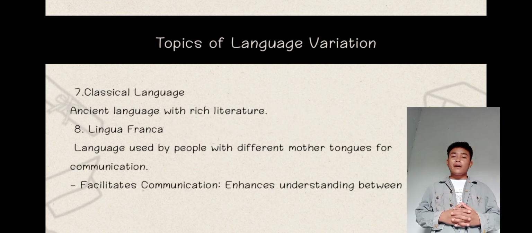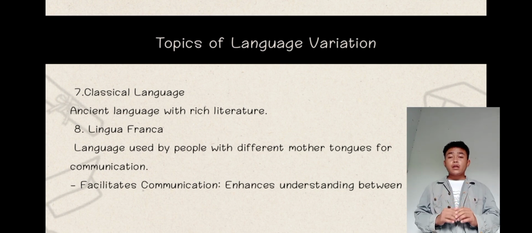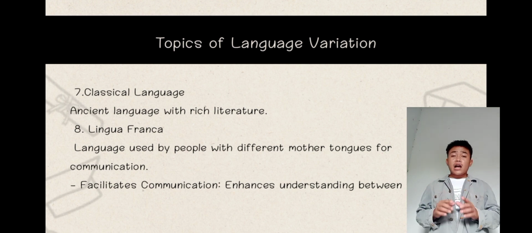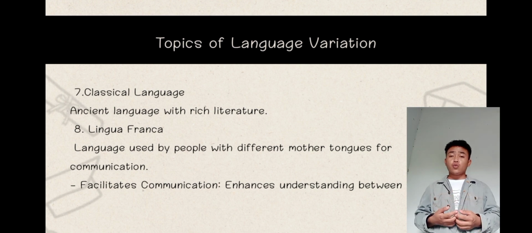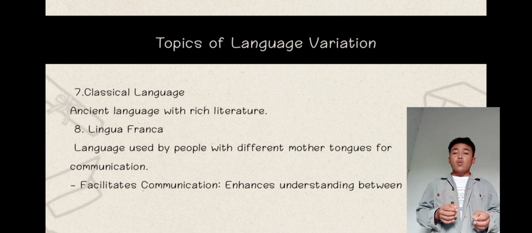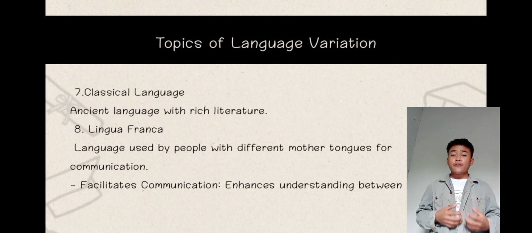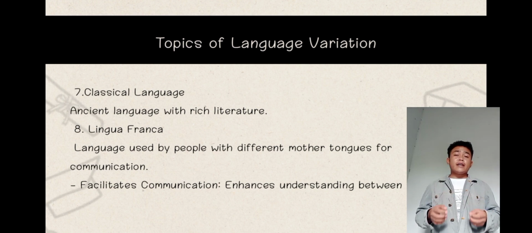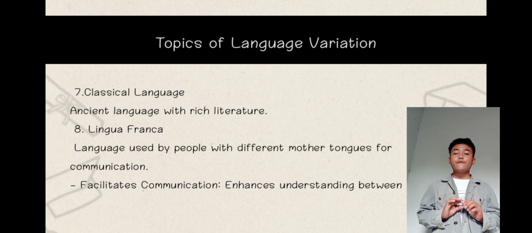And now, let's talk about classical language, an ancient language with rich literature. In the Philippines, one example of a classical language is Sanskrit. While it is not indigenous to the Philippines, Sanskrit has had a historical influence on Filipino culture and language, particularly on ancient scripts and literature. Sanskrit was used in inscriptions found in artifacts and ancient documents in the Philippines, demonstrating its role as a classical language that contributed to the region's literary and cultural heritage. These ancient texts and inscriptions reflect the impact of Sanskrit on early Philippine civilization.